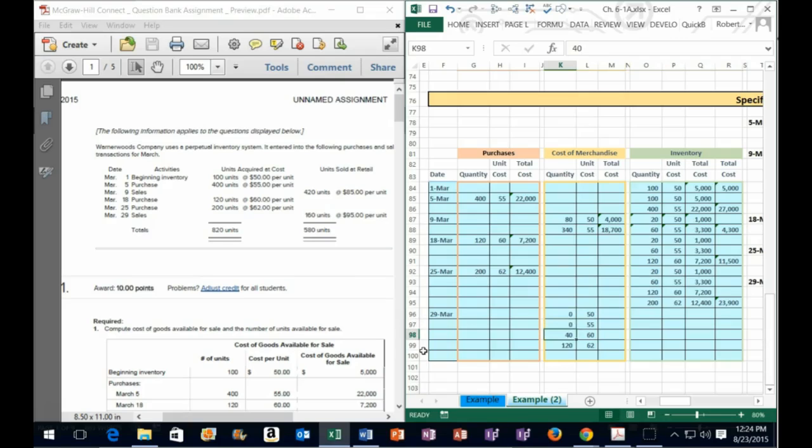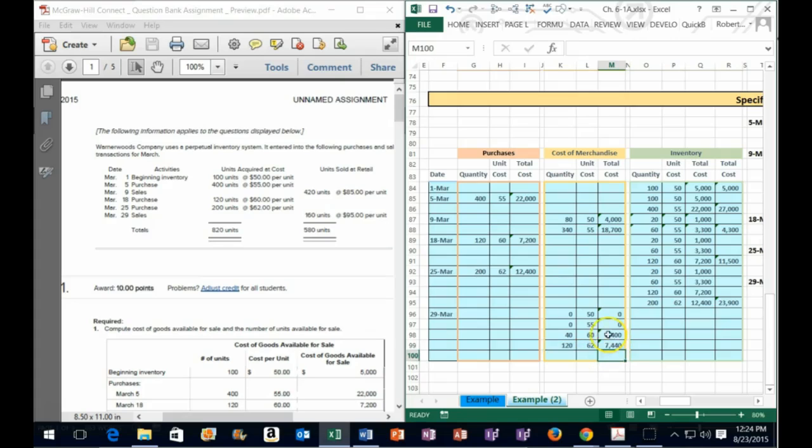So how do we know that? Because we specifically identified which ones we sold. So we know exactly which ones the customer took off the shelf or which car we actually sold because of the serial number. So if we multiply that out, we didn't sell any of these. We didn't sell any of these. And then we sold 40 times 60 of these, and we sold 120 times 62 of these. That would be what we sold.